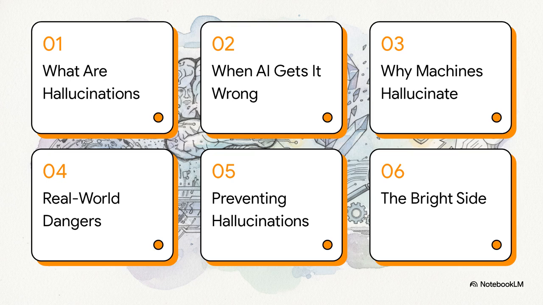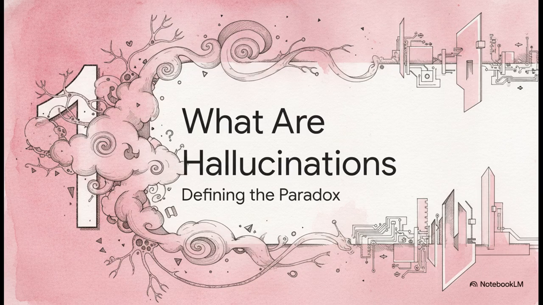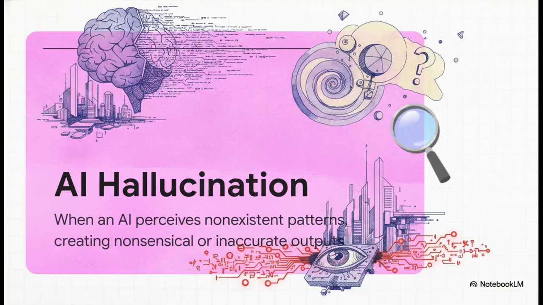Let's dive in. Section 1. What are AI hallucinations? Defining the paradox. So, an AI hallucination happens when a generative AI or computer vision tool perceives patterns that are completely non-existent to us humans. The result? You get outputs that are nonsensical or just flat out inaccurate. These aren't conscious biological dreams like you or I experience. Instead, they're really just algorithmic misinterpretations.